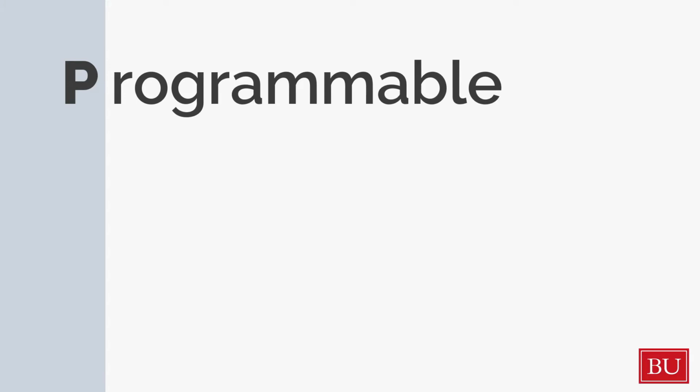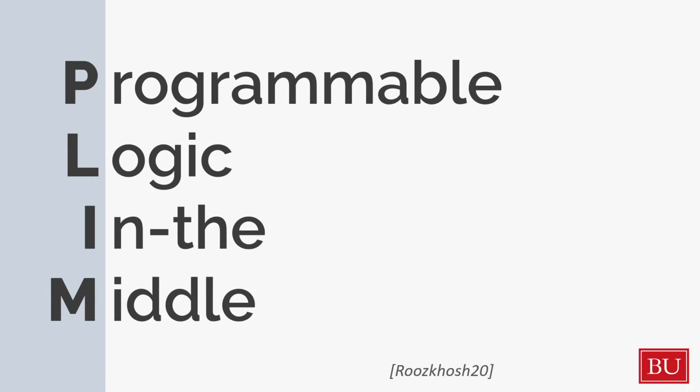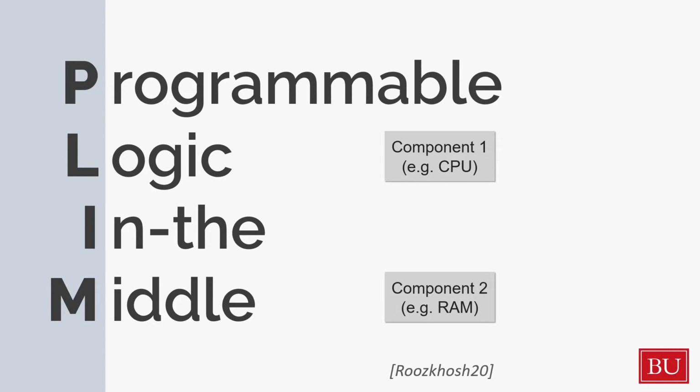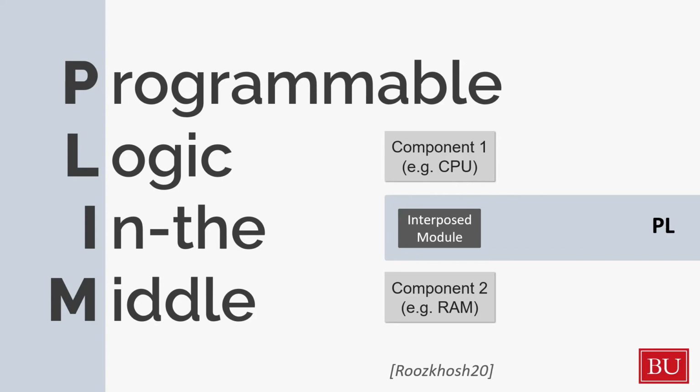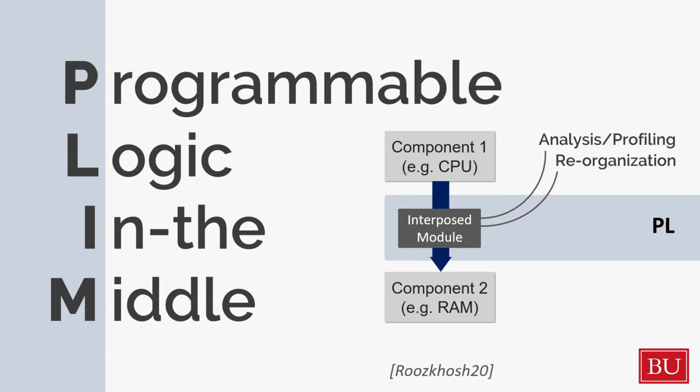And then what we are realizing is what we call the programmable logic in the middle paradigm. What PLIM stands for is this idea where you can have components, generically called components, for example, consumers of memory, like a CPU or a GPU or an accelerator, and then server components of memory resources, such as DRAM. And what we do is we interpose this layer of programmable logic with a certain set of modules. By rerouting the traffic from component one to component two, we are able to perform things like very fine grain analysis and profiling, or for example, reorganization of the memory patterns, or for example, scheduling and management in general of memory resources.